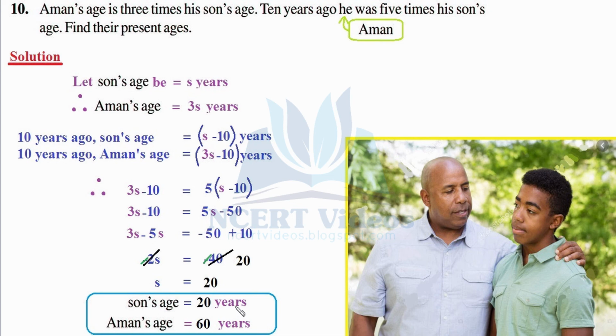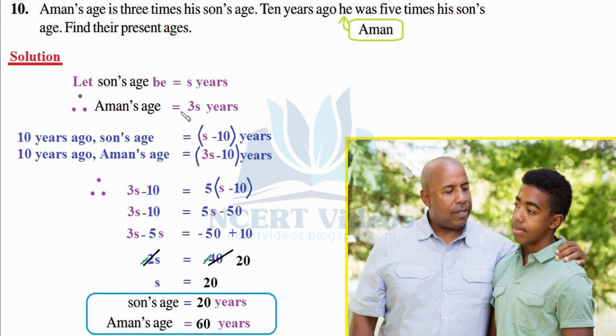Well, a very important point is that you have to write units. So 20 years represents son's age right now. Since we were required to find their present ages, we have to find Aman's age as well. So Aman's age is simple, it is 3 times S years, that is his current age. So 3 into 20 is 60 years.